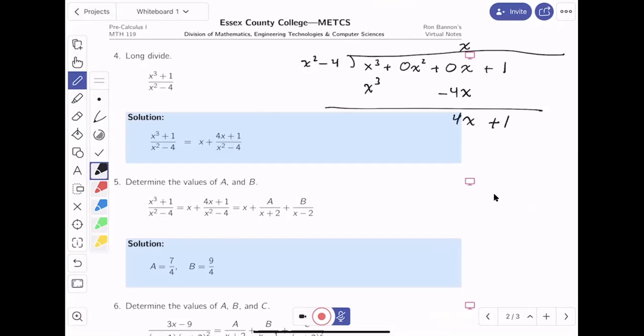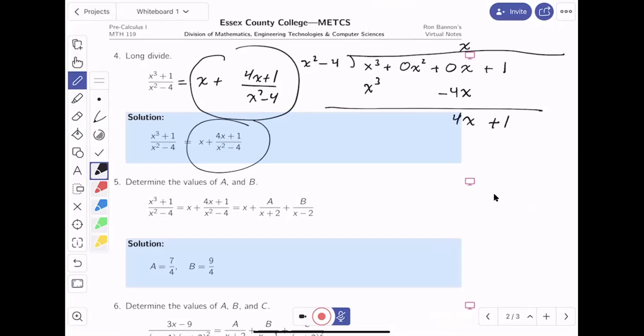So I did my long division. So what is this going to be equal to? X plus 4X plus 1 over X squared minus 4. Did my long division right over here. Do I get this answer? Of course I do. All right, let's go to the next one.